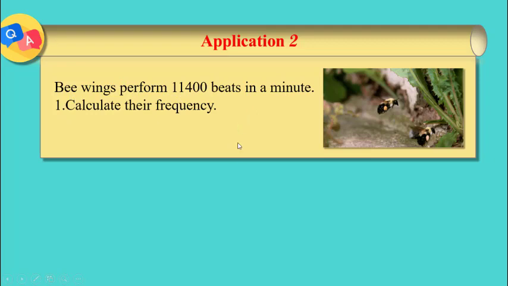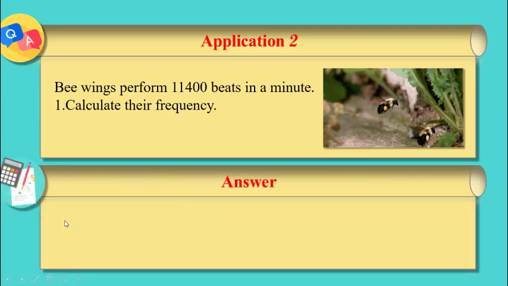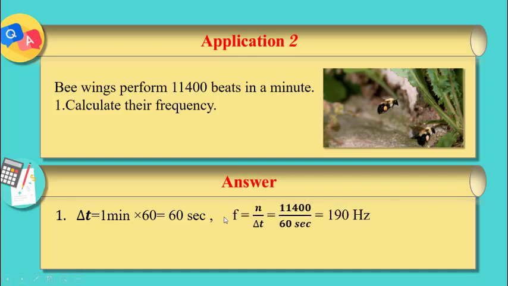Then, we first need to start with converting the duration of time into the SI unit, and this is done by multiplying the time by 60, which gives us 60 seconds. Now we can use the formula F is equal to N divided by delta T, and the frequency of this motion is 190 Hz.